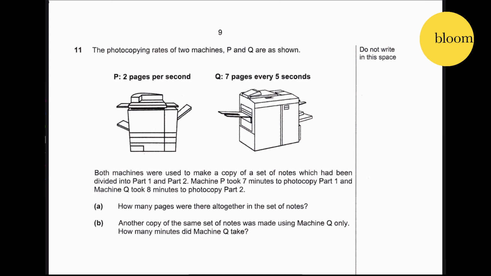Question 11. The photocopying rates of two machines, P and Q, are as shown. P, 2 pages per second. Q, 7 pages every 5 seconds. Both machines were used to make a copy of a set of notes which had been divided into part 1 and part 2. Machine P took 7 minutes to photocopy part 1, and machine Q took 8 minutes to photocopy part 2. A. How many pages were there altogether in the set of notes?